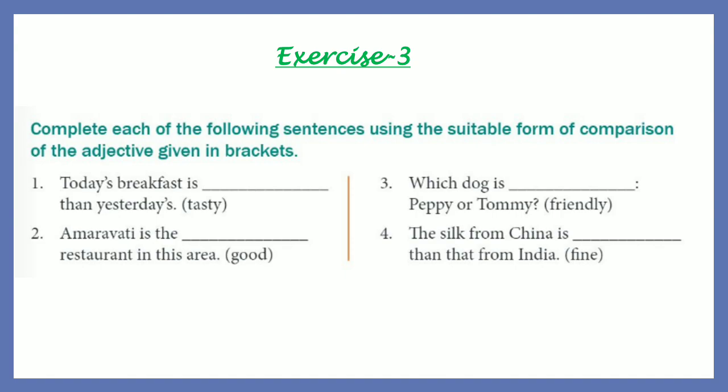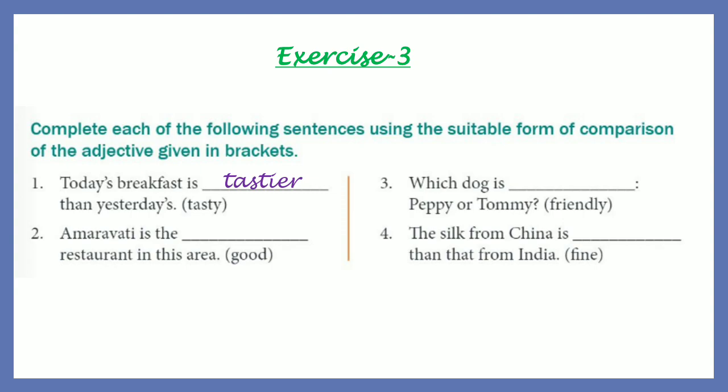Number 1, today's breakfast is tastier than yesterday's. Now, after the blank than is used, this gives an idea that we are supposed to use the comparative degree of the word tasty. As it ends in y, the last alphabet y will be replaced by I and we will add er to make the comparative degree tastier. Number 2, Amravati is the dash restaurant in this area.